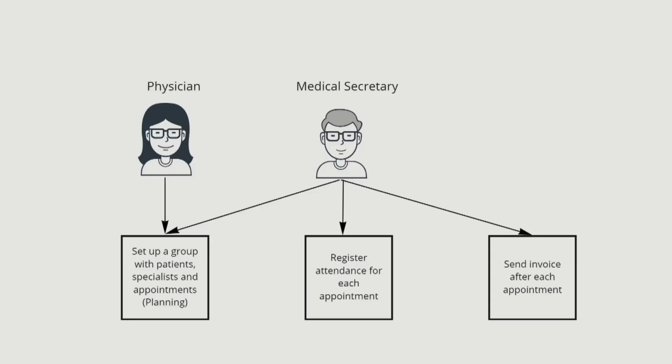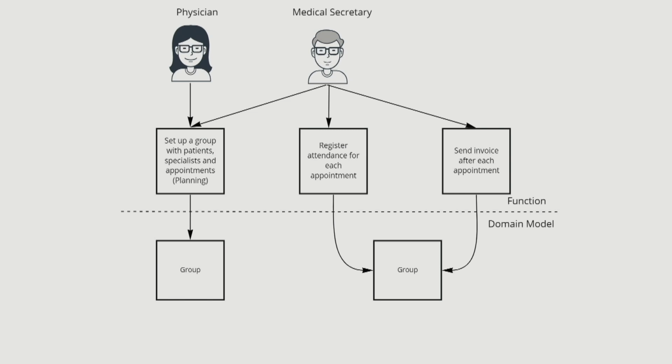Okay, so we have that in one case at least: setting up, planning a group involved both physician and medical secretary, while check-in and invoicing was done by the medical secretary himself. So now we have an incentive to create a boundary. It's on what roles or group of roles participate in, perform different functions. So we have incentive to create two models for a domain concept called group.